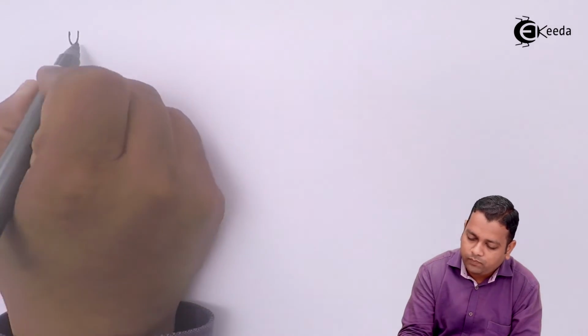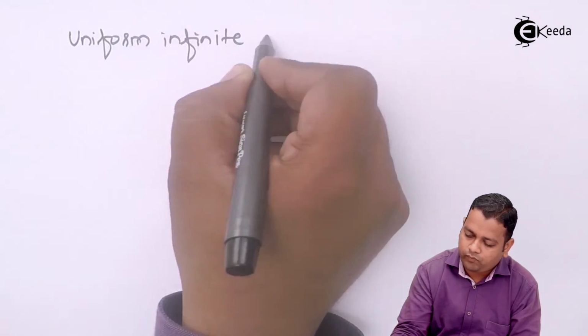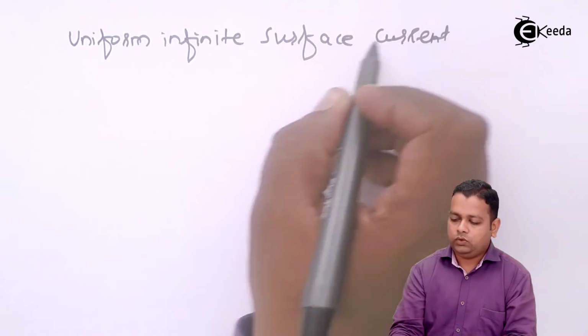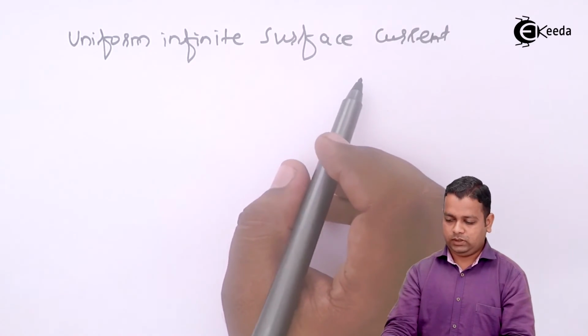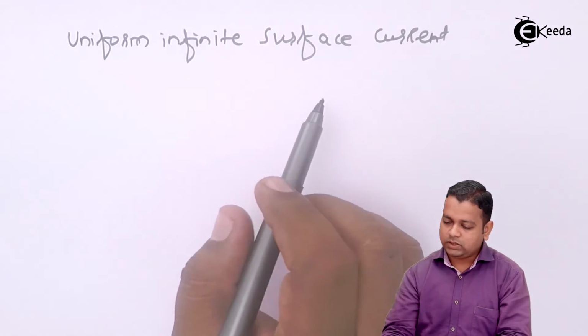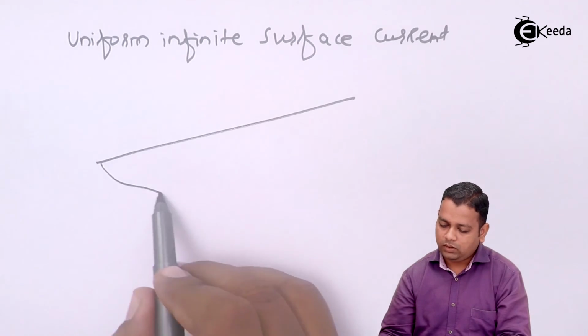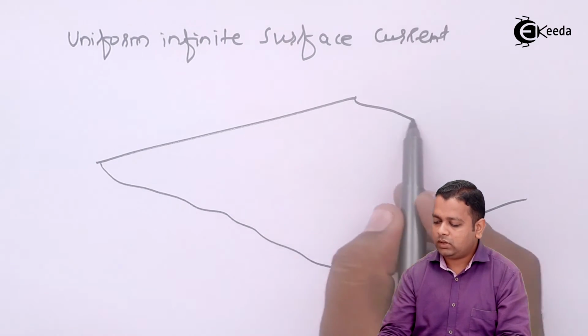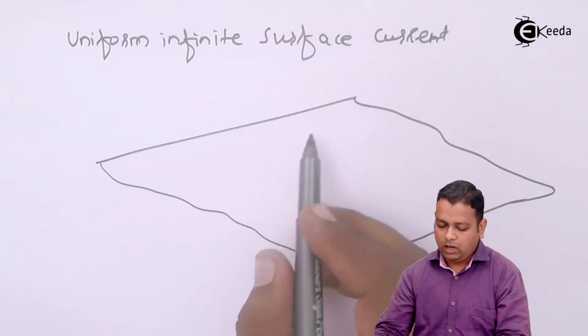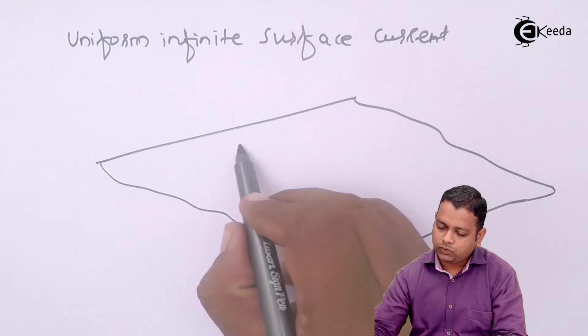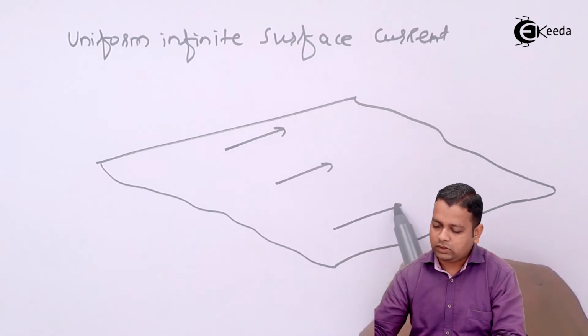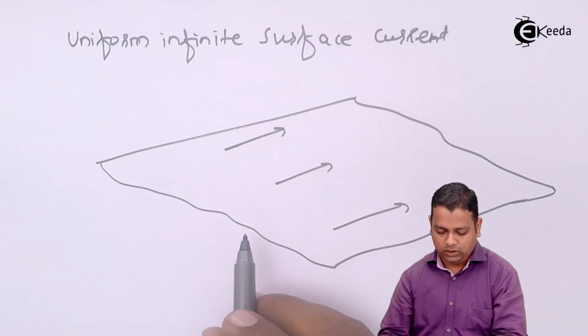Now next we can apply Ampere's circuital law to the uniform infinite surface current. As surface current is there, we can imagine a plane that has the flow of current through it, current in this direction from this edge to this particular edge.